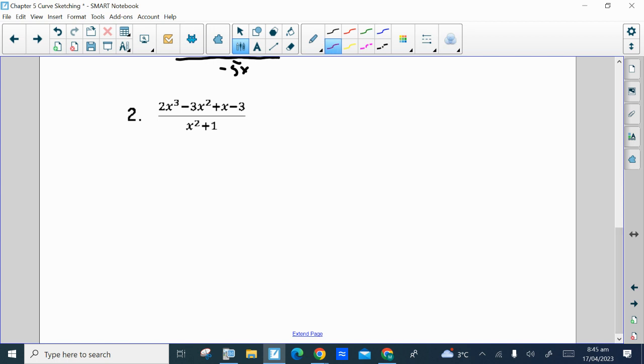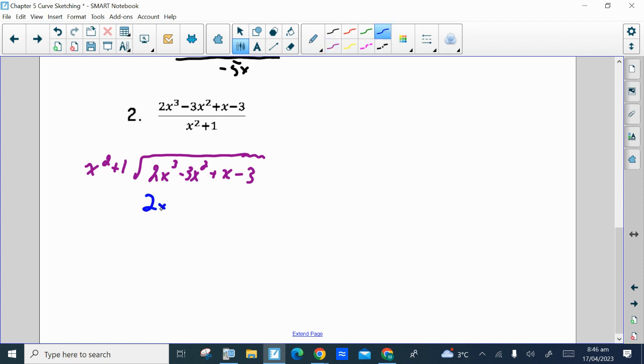Number 2, same thing. The degree of the top is 1 more than the bottom, so therefore we will have a slant asymptote. And we can find the equation of the slant asymptote by dividing. So the top is a degree 3. We've got an x cubed, we've got an x squared, we've got an x term, and a constant term. So it's written in the correct order. There are no missing powers.